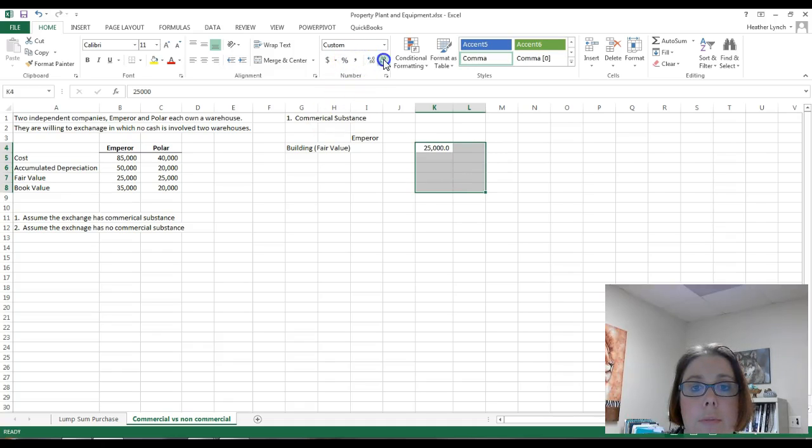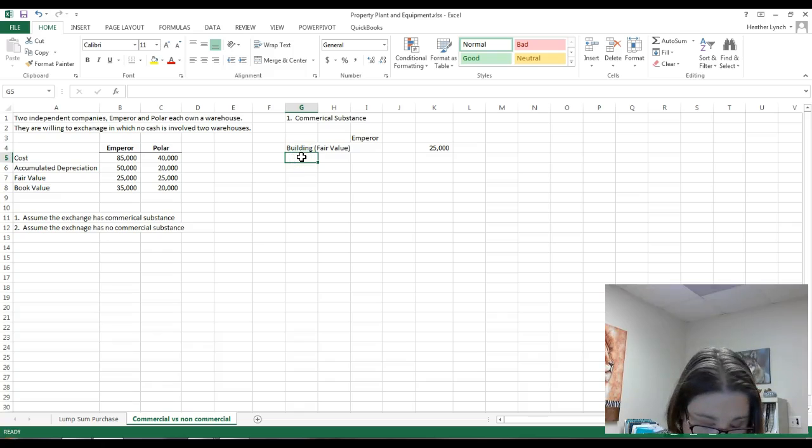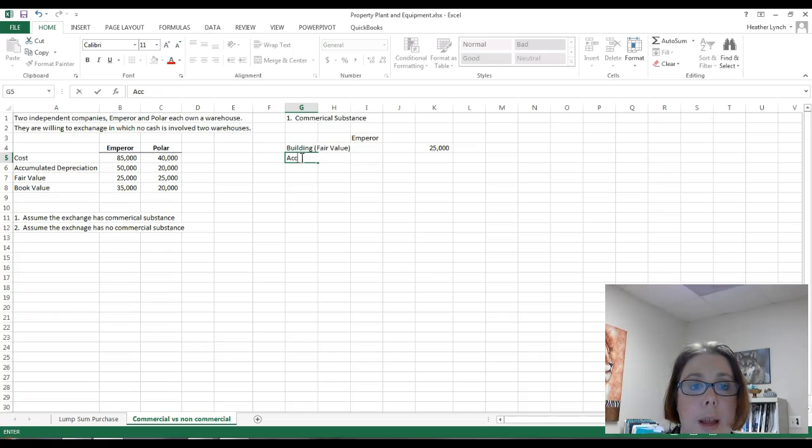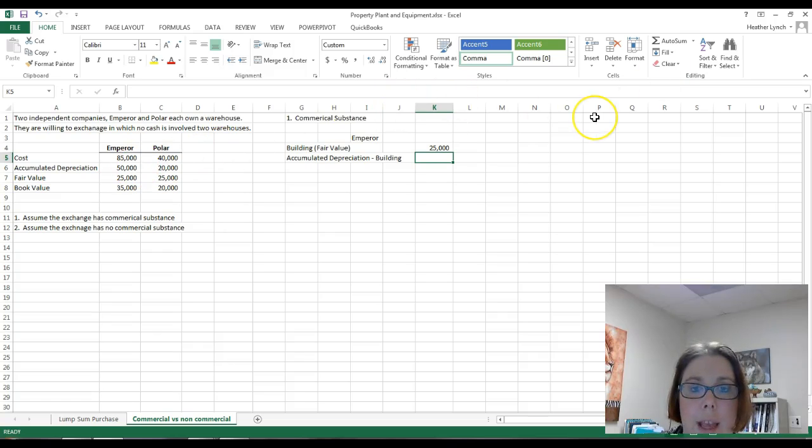had here. So maybe I need to change my name of my company. Okay, and then what we need to do is we've accumulated depreciation of $50,000. So we need to take accumulated depreciation, let me spell it right. Accumulated depreciation, we'll say building, and that's going to be the $50,000. Okay, I'm going to leave a space there.